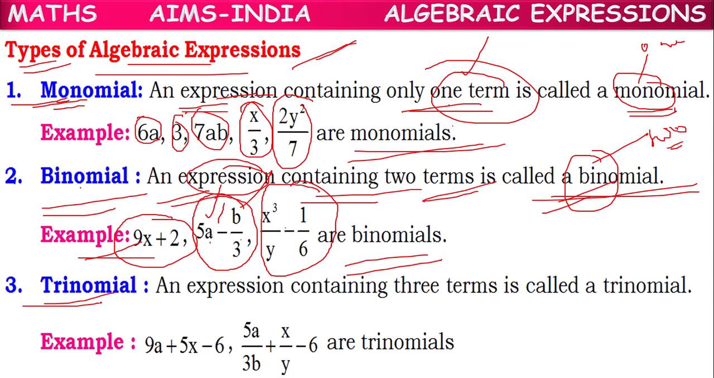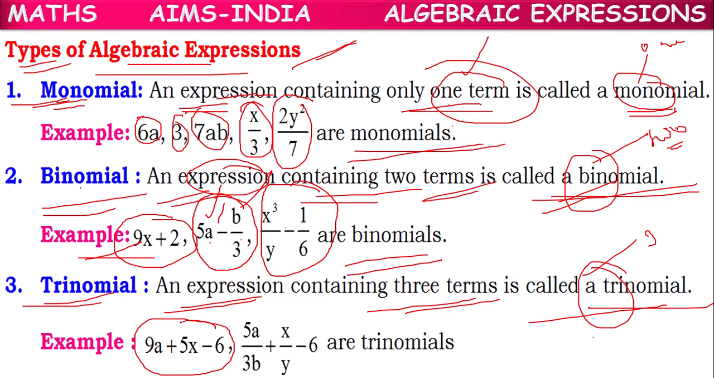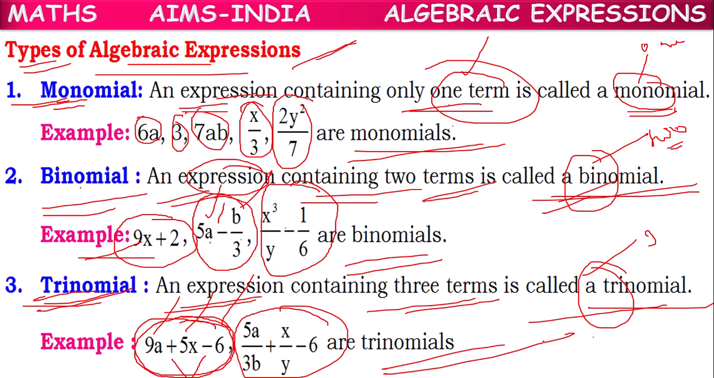Next, trinomial. An expression having three terms is called a trinomial, where tri stands for 3. So here 9a is one term, 5x is one term, 6 is one term, combined by the plus operator and the minus operator. This expression is called a trinomial. Or this is also an example of a trinomial.